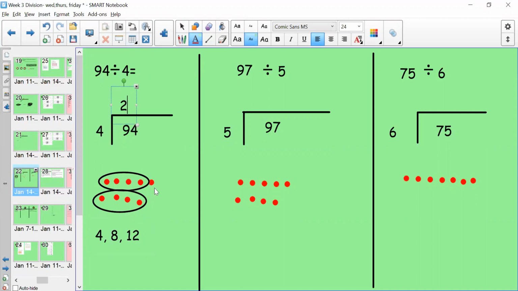And then we've got 1 left over. Okay, so 1 left over. We can put it next to the number 4 to make it 14. So now we've got 14 divided by 4.